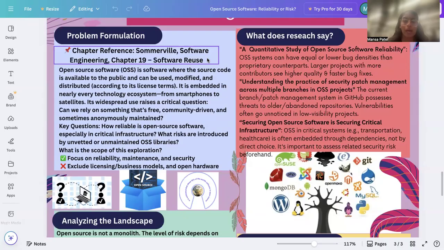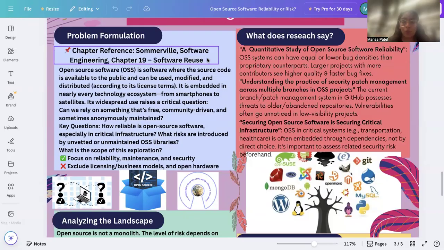Starting off with what exactly OSS is, it's software where the source code is available to the public and can be used, modified, and distributed according to its original license terms. It's embedded across a lot of devices, anywhere from smartphones and apps to satellites.